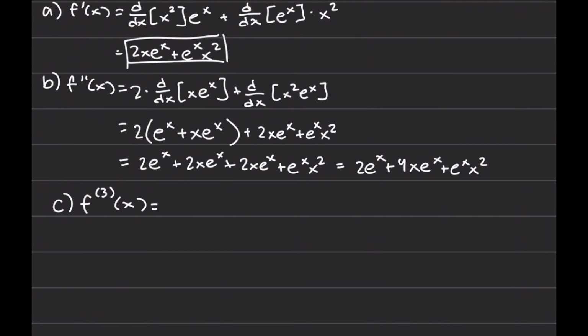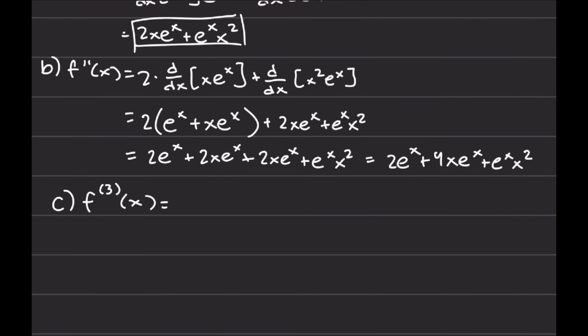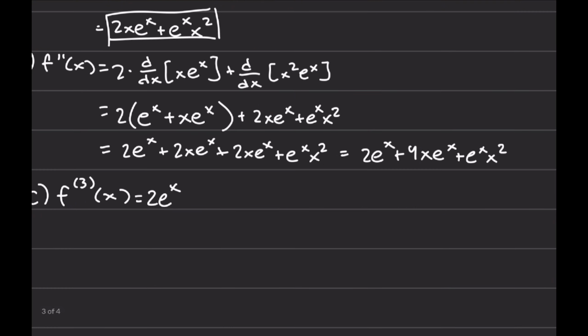This is actually pretty easy because we've already taken most of these derivatives. So f triple prime of x, we're going to take the derivative of this one, that's 2e to the x, same thing. And then we have plus 4 times d over dx of this. Remember, the derivative of x e to the x, we've already done it, it's up here. So it's 4 times e to the x plus x e to the x. And then we've already done this one as well, that gives 2x e to the x plus e to the x squared.